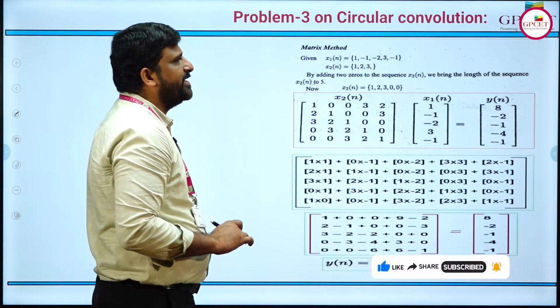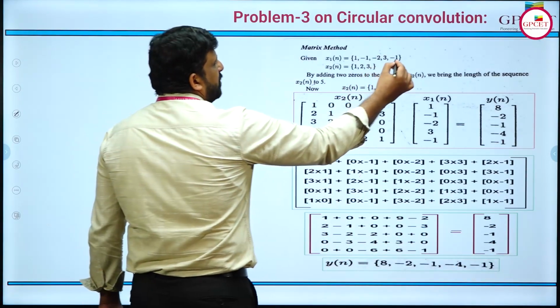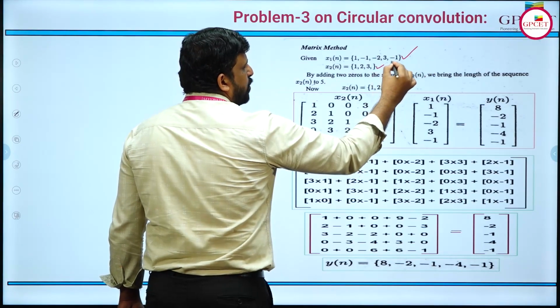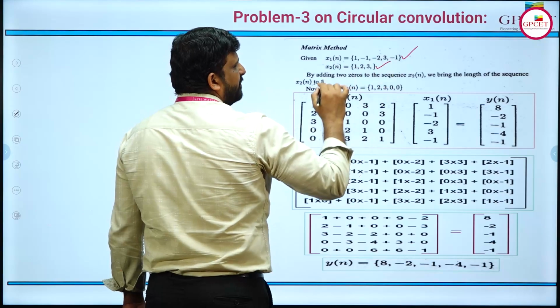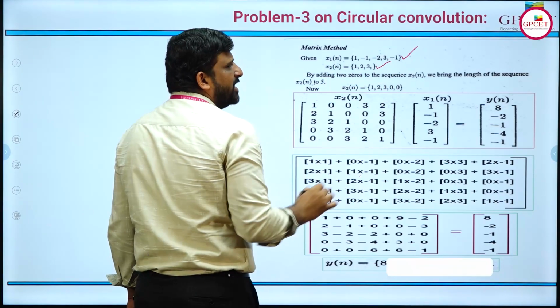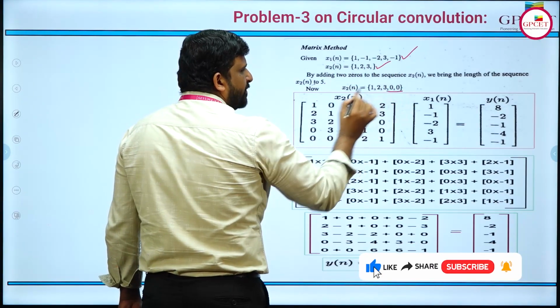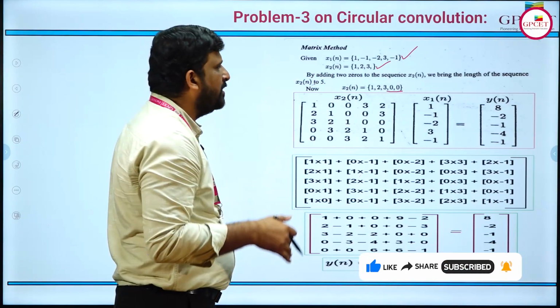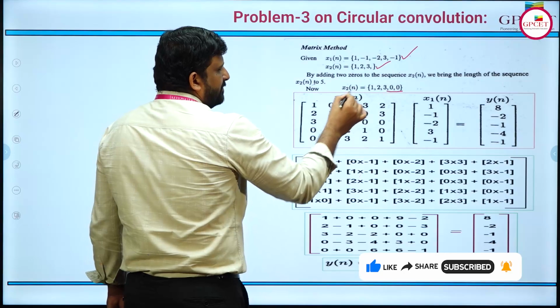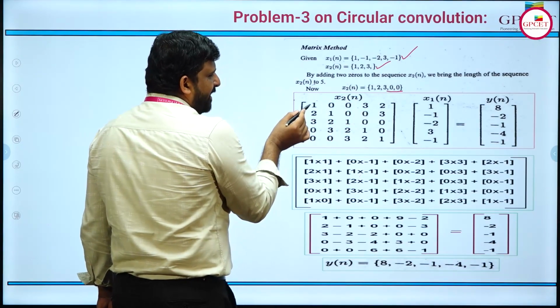So what is the process? Similarly, I have the sequences x1 of n and x2 of n, but these two are unbalanced. That is, x1 of n has 5 samples and x2 of n has only 3. For that, I am adding 2 zeros to x2 of n so that the two sequences are equal, 5 and 5.